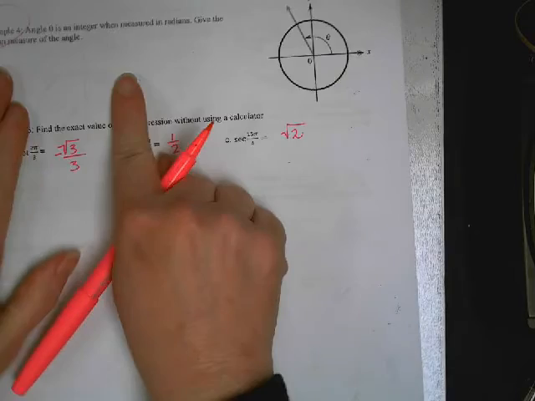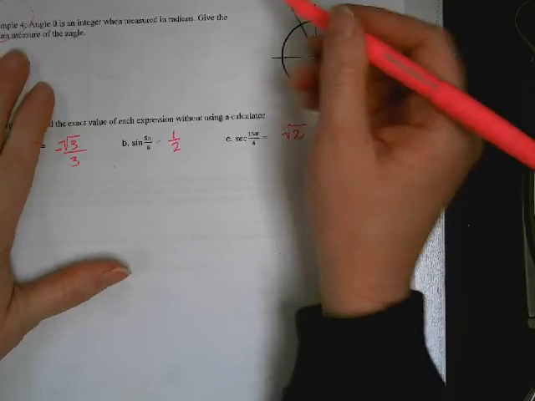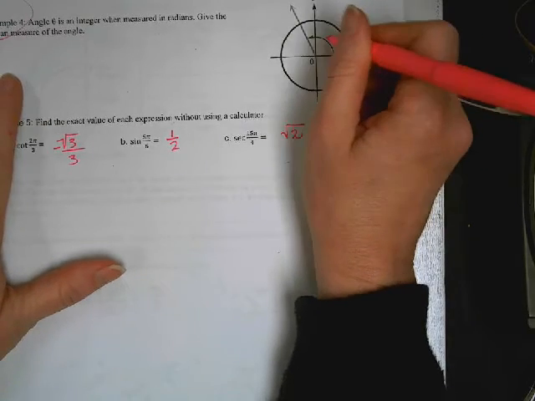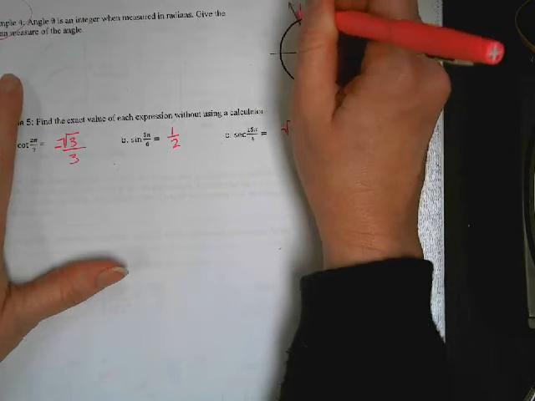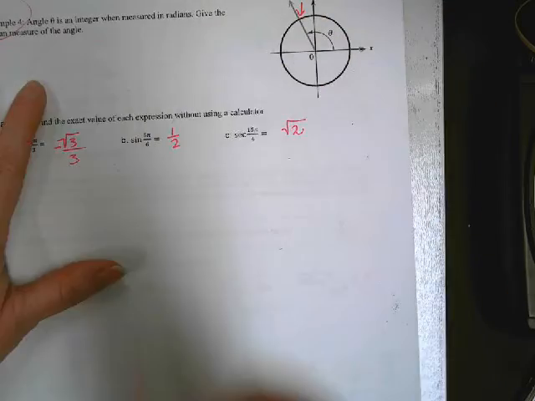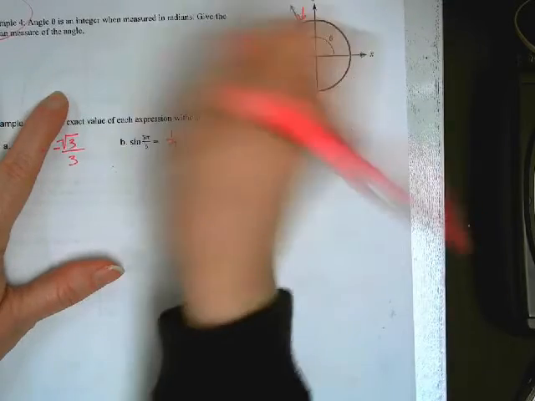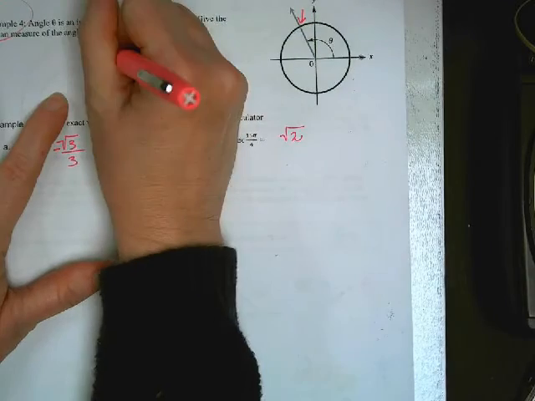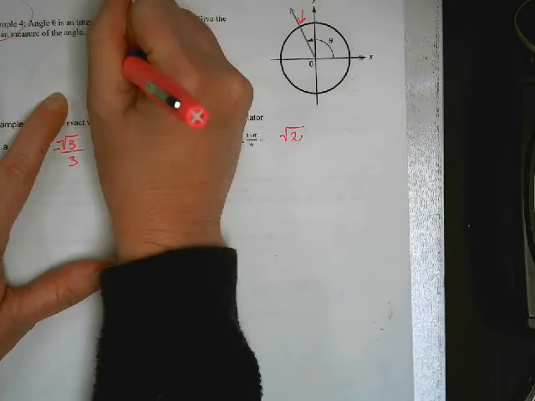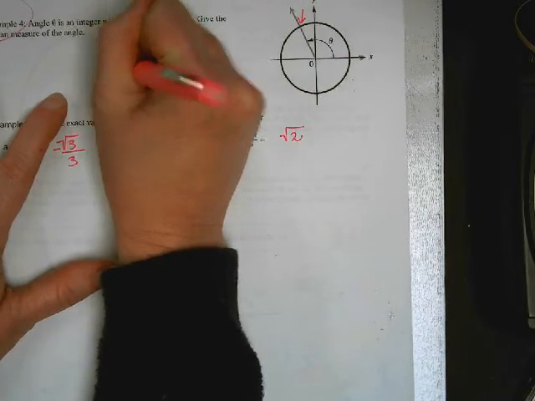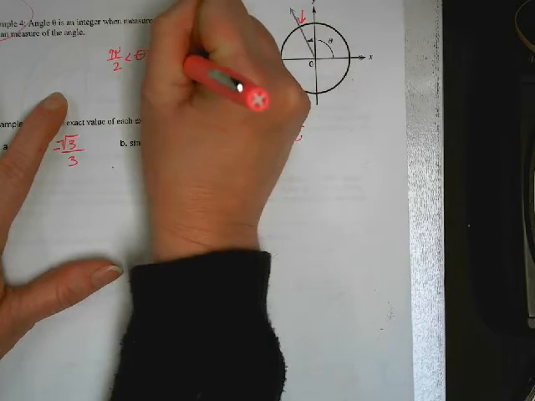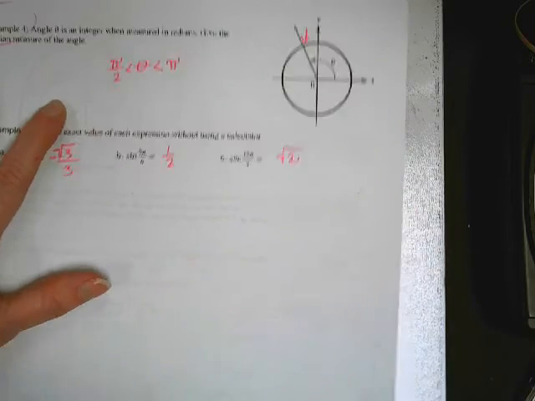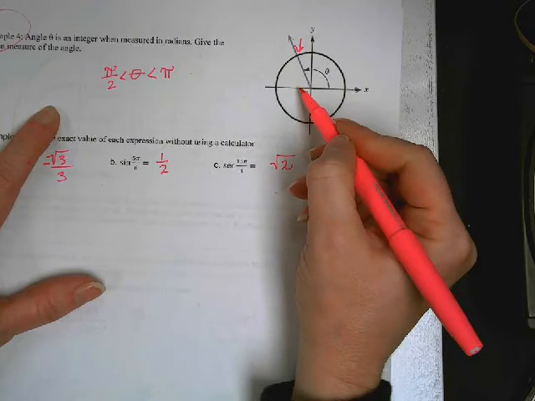Okay, so real quick, let's do this one. Angle theta is an integer when it's measured in radians. It's right here. We see it. It terminates in quadrant 2. So I'm going to write some notation that you're going to start seeing a lot. I'm going to say that theta is between pi over 2 and pi. That's just a way for me to say that it's in quadrant 2.